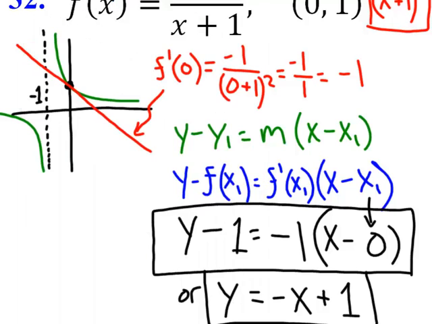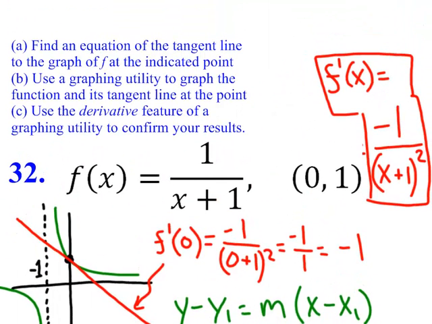All right, so where are we in this problem? We have done part A. We found the equation of the tangent line to the graph of f at the indicated point. We've also done part B. We've used the graphing utility to graph the function and its tangent line.